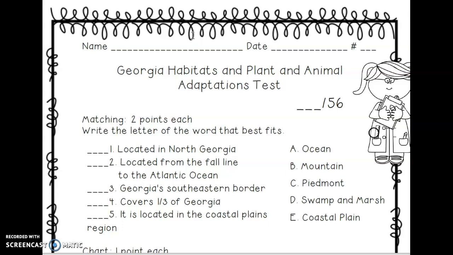If you said B, mountain, you're correct. The mountains are located in North Georgia at the very far top of the map, which we will look at in our second video. Number 2, which habitat is located from the fall line to the Atlantic Ocean? If you said E, you're correct. Coastal plain. Coastal plain is just below the Piedmont.